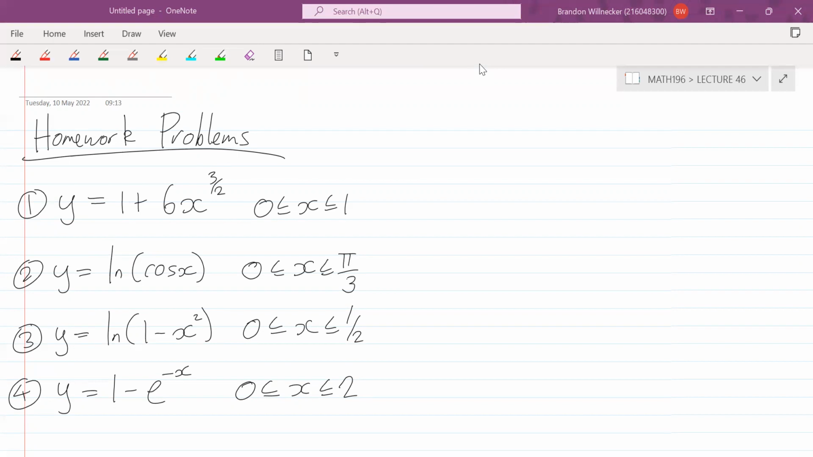Remember, tomorrow is the summative quiz on trig substitution and partial fractions. Then on Thursday and Friday, we will carry on with these arc length formulae questions.